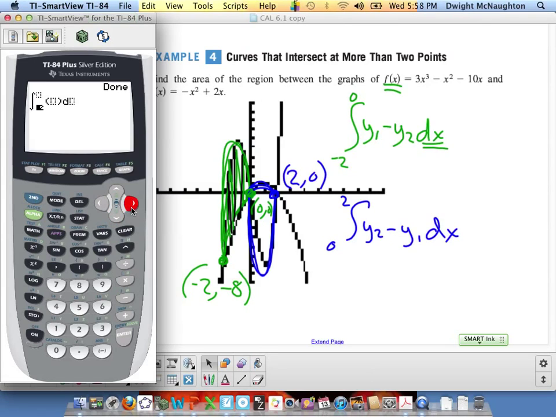From -2 to 0. And for y1, I'll go to Vars. It's a Y variable, and it's a function. So I'm going to do y1 minus y2, using the same key sequence to get to y2, with respect to x. And when I do that, I can see that the green area is 12.